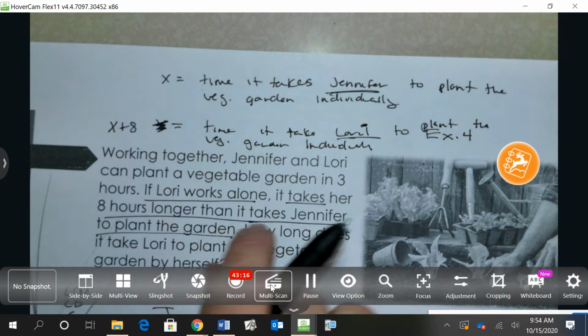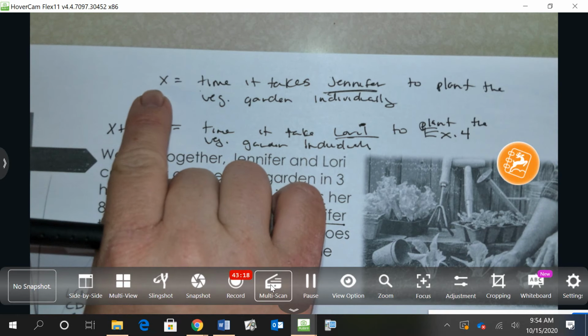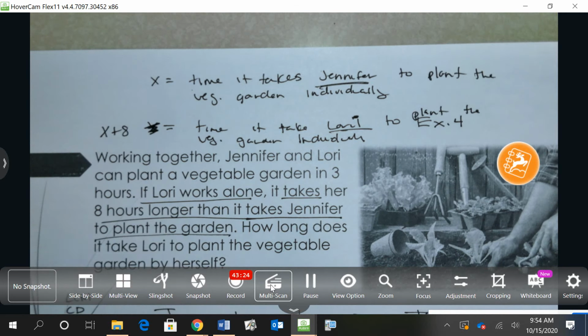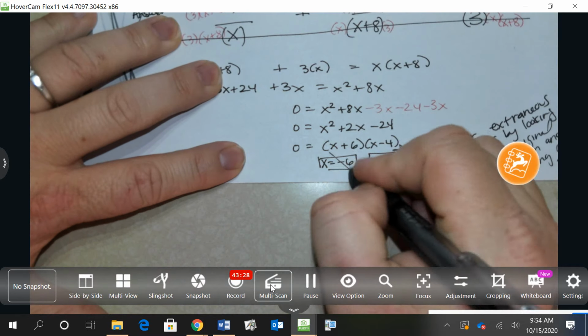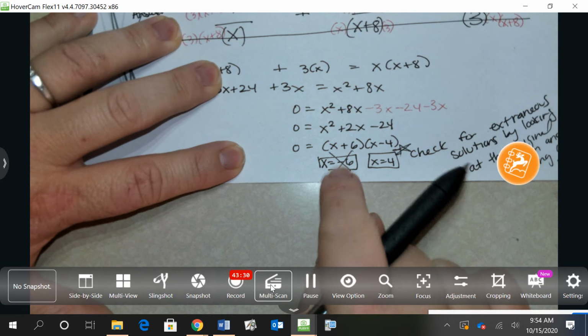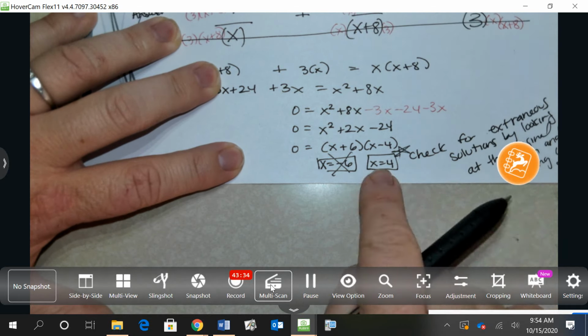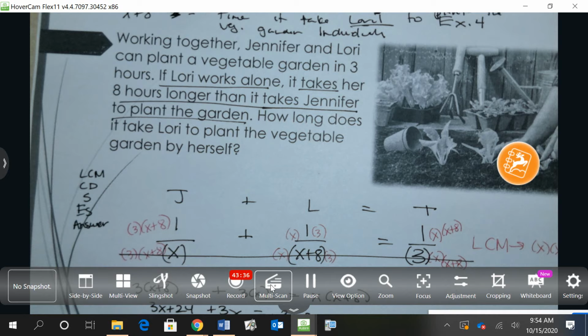Let's try negative 6. Is it possible it takes Jennifer negative 6 hours to plant the vegetable garden by herself? Not possible. Remember, time is 0 or above, so that is considered to be an extraneous solution. It doesn't just have to be negative to be extraneous. You still have to plug them in. They could both be positive, and we'd have to check. Now we go back to the problem.